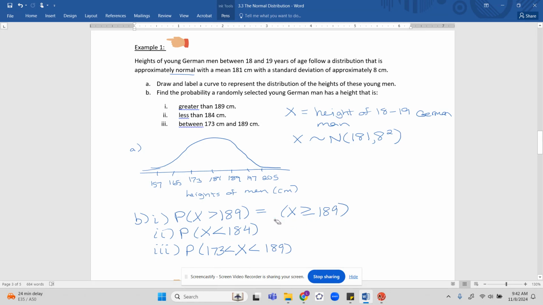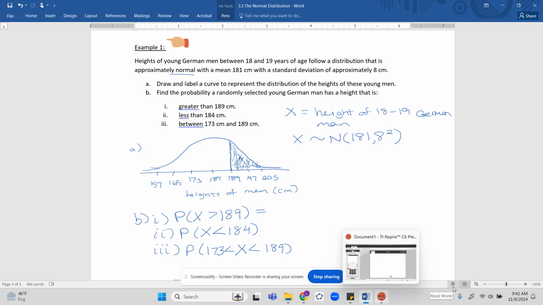The reason why is because if we look at greater than 189, what I'm doing is finding this area here. I'm finding the area that's greater than 189, and that is the probability. Well, that area, if I include 189 or not, this is a line at 189, and a line has no area. It's one-dimensional. It has no area. So greater than 189 and greater than or equal to 189 are the same.